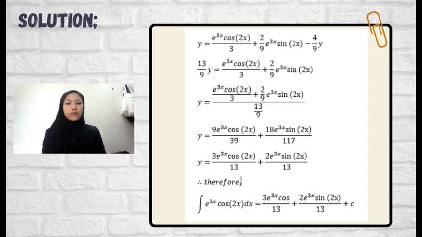Therefore, the answer will be to substitute back the y with the question. So the integral of e to the power of 3x cos 2x dx is equal to the answer, 3e to the 3x cos 2x over 13 plus 2e to the 3x sine 2x over 13 plus c.